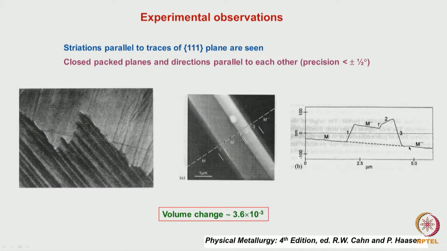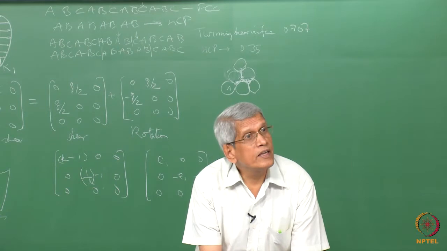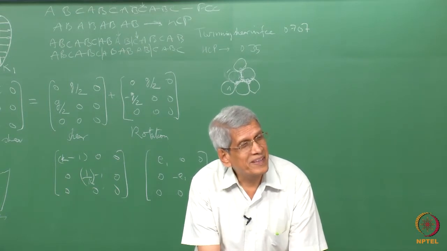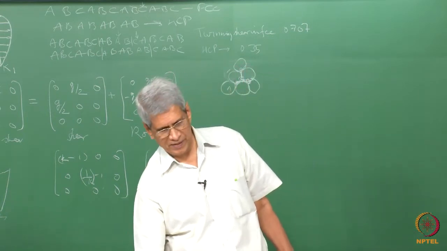And people have tried to calculate whether there is any volume change taking place, because atoms are shifted from one position to another and it takes place over a second layer. A small change in volume has been noticed, about 3.6 × 10^-3. The lattice parameter does not change, so there shouldn't be any change in volume. Which one? The c axis will change a little bit. Distorted, yes, a slight change will take place. That is what gives rise to a small change in volume.